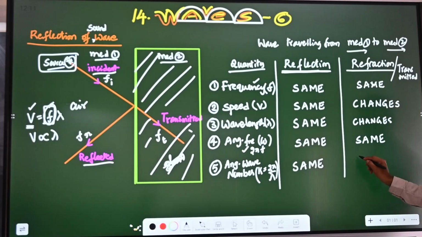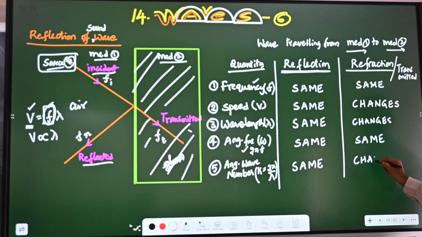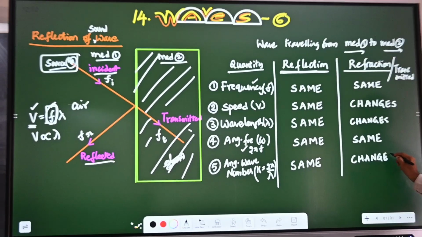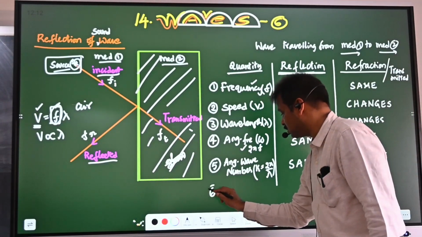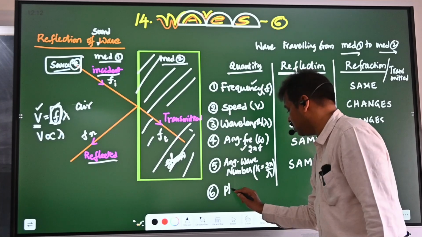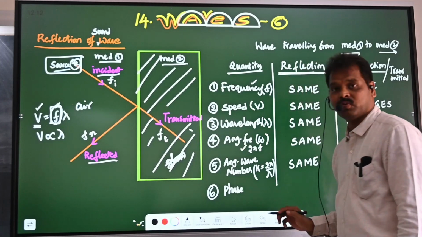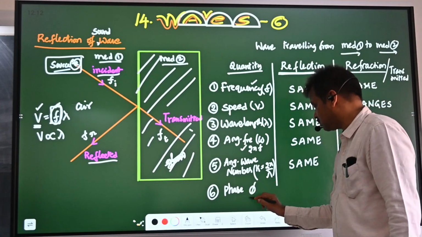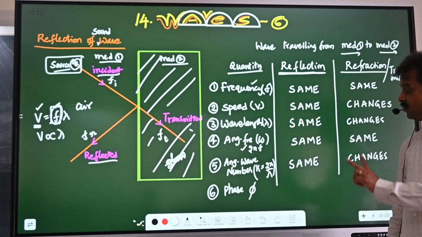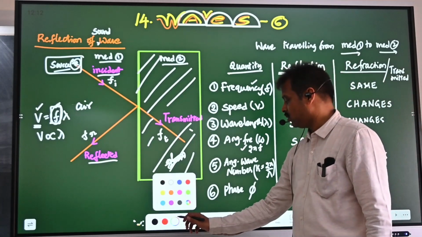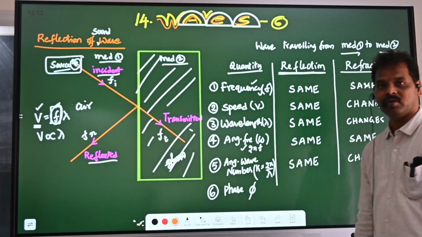What happens here? Lambda changes, so 2 pi by lambda changes. Correct? Then the next one, phase. We will see how the phase changes. But here we have 2 cases for phase.